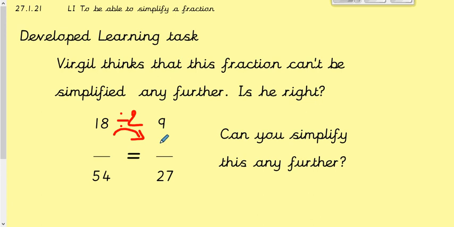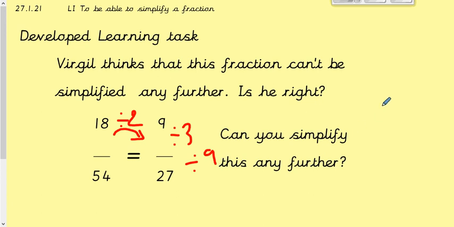But what times table are both of these numbers in? Threes is the answer. So you could divide them both by 3. However, I have just spotted another times table they're both in. Have a think about what other, so we could divide by 3, but what else could we divide them by? 9, because 9 divided by 9 is 1, 27 divided by 9 is 3. So we could divide by either. Either way you divide it by you can still get the same answer. But if we divide it by the bigger number, we'll get the answer quicker.